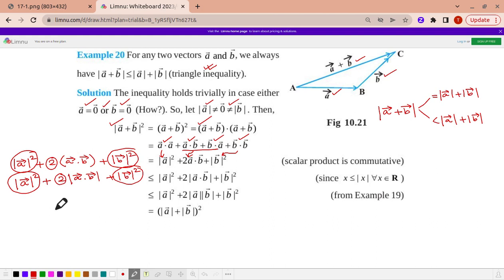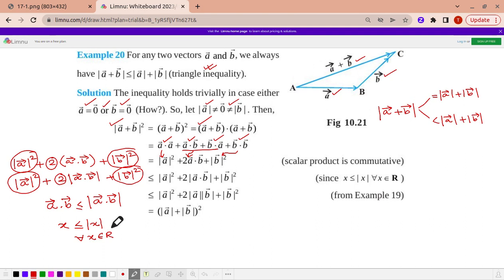So now what comes is A dot B and mod of A dot B. We are writing that A dot B is less than equal to mod of A dot B. How come? See, A dot B is a real number. So if we consider the real number as x, any real number is always less than equal to mod of that real number, for all x belongs to R. How come? Because x can be either positive or negative, but mod x should always be positive.